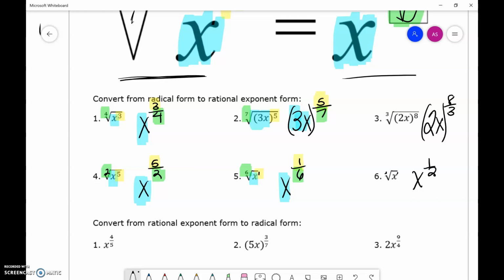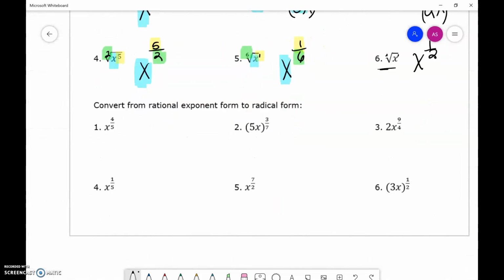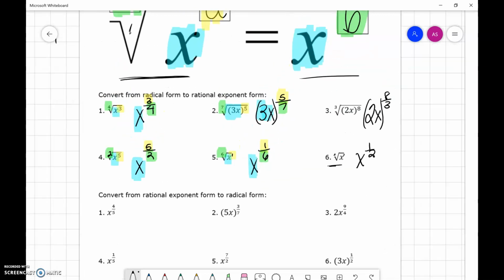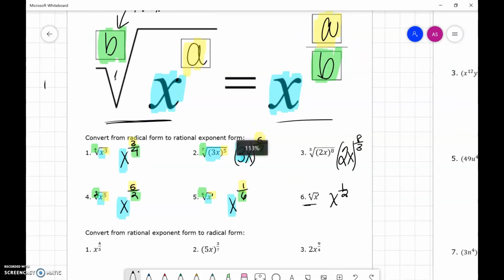So the whole point of this, you're probably thinking, okay, well, what does this have to do with anything? You just want to be able to convert from form to form, okay? When you get to the test, they may decide to give you square root of x, or they may decide to give you x to the 1/2 power. You need to know that those are the same thing, okay? So this bottom part, we're going to convert from rational form to radical form. So that means we're going to go the other way. So let me show you guys the formula again.